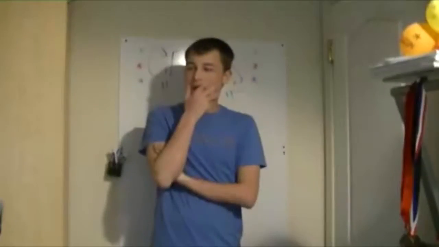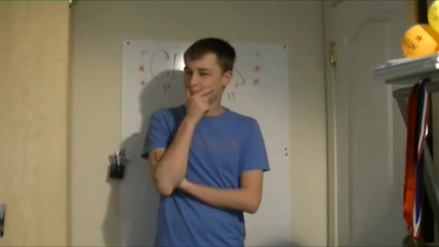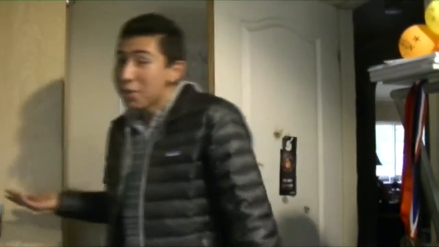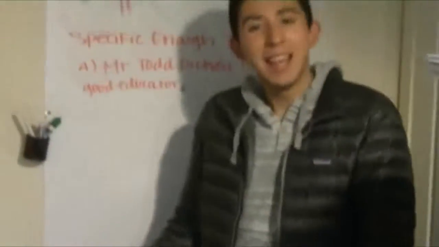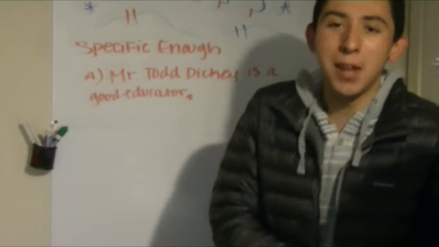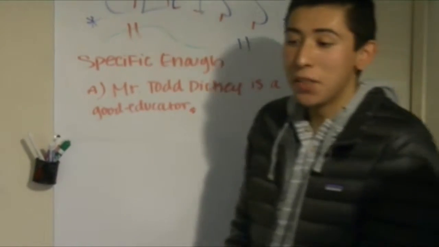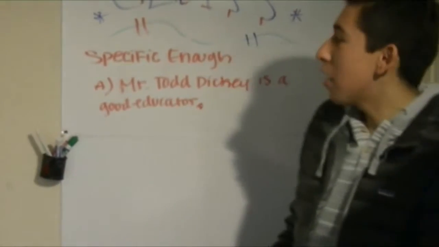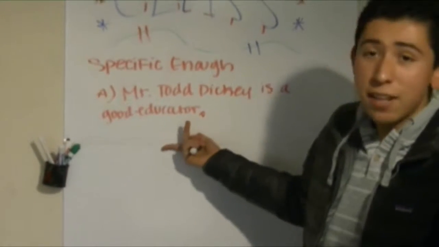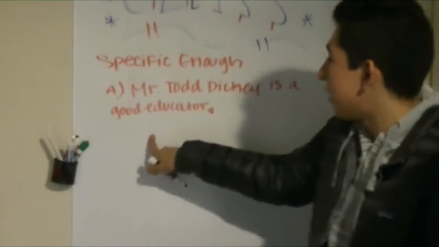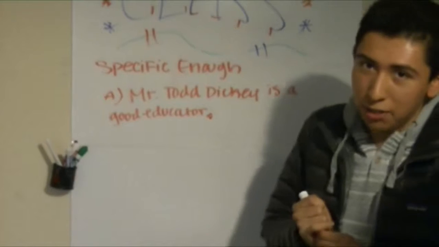What's next? And I think that's it. No, dummy, you're forgetting about S. What's S? A specific thesis is one that gives the reader an absolute idea of what the essay is going to be about. For example, this thesis is not specific enough. It reads, Mr. Todd Dickey is a good educator.